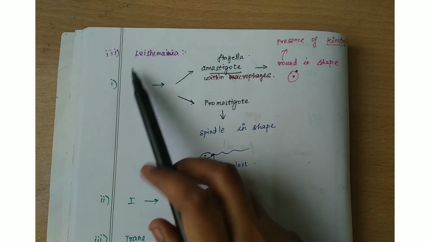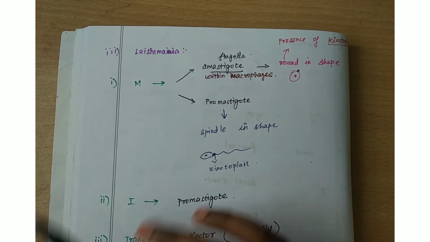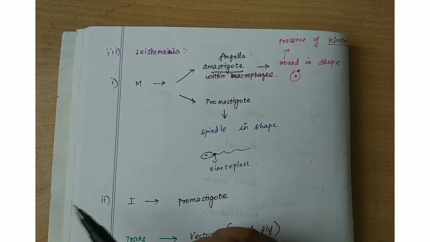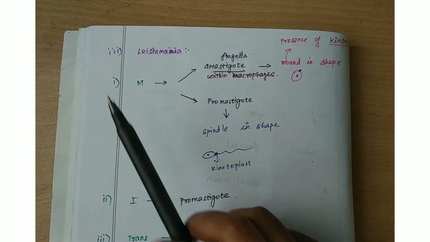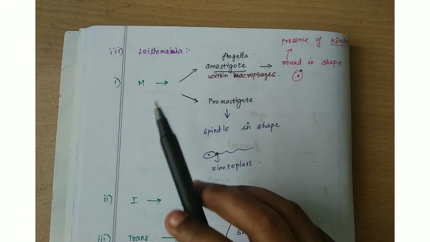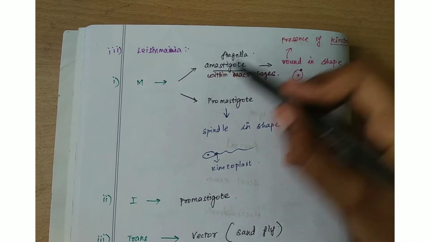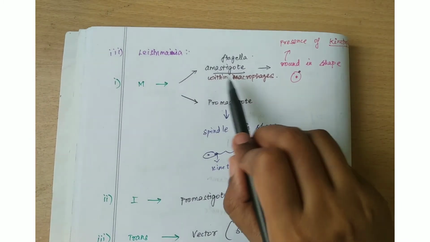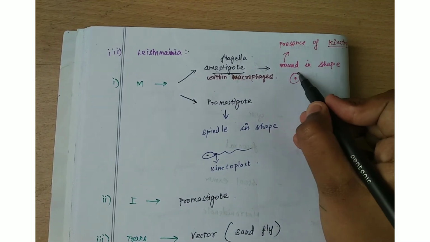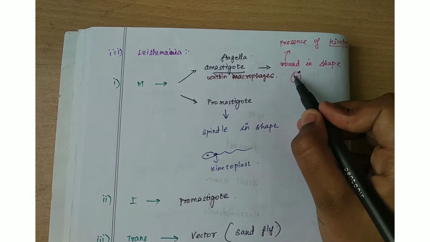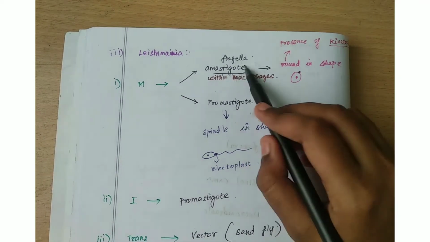First, let us see about leishmania. As with the intestinal protozoa, here also there are 5 headings: morphology, infectious form, transmission, diagnosis, and treatment. First is the morphology. In morphology, you will see amastigote and promastigote morphological forms. Amastigote will be found inside the macrophage. The shape will be round, and there will be a presence of kinetoplast on the surface. So by this you can identify it is amastigote.